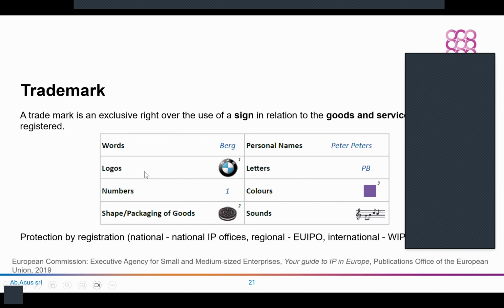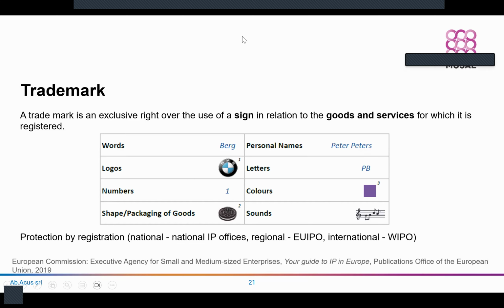So trademark. Okay, a trademark is an exclusive right over the use of a sign in relation to the goods and services for which it is registered. A trademark is normally a logo or a company name or a product name. The important feature is that it's not unique. I mean, here you have BMW as logos, but it is unique only in the automotive sector.